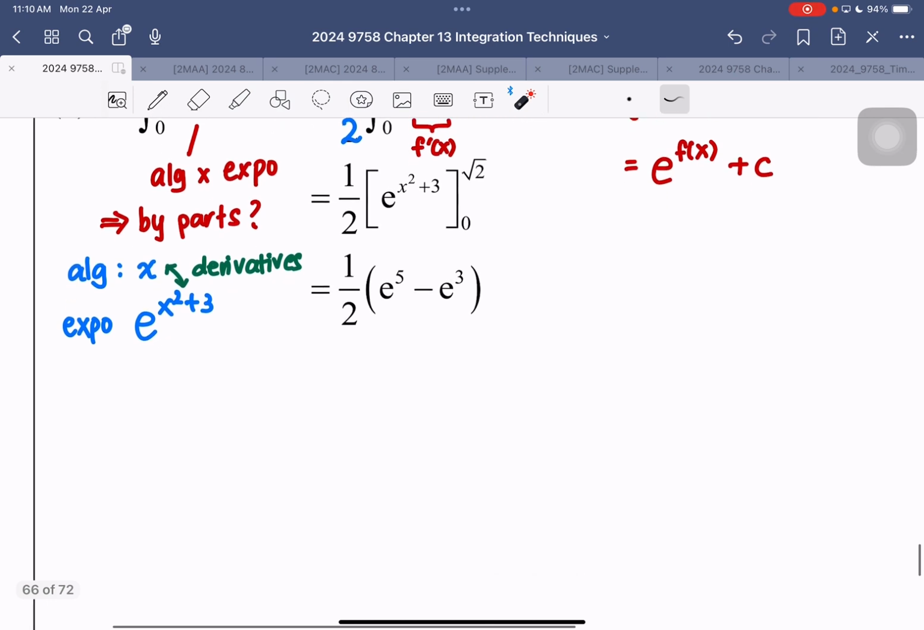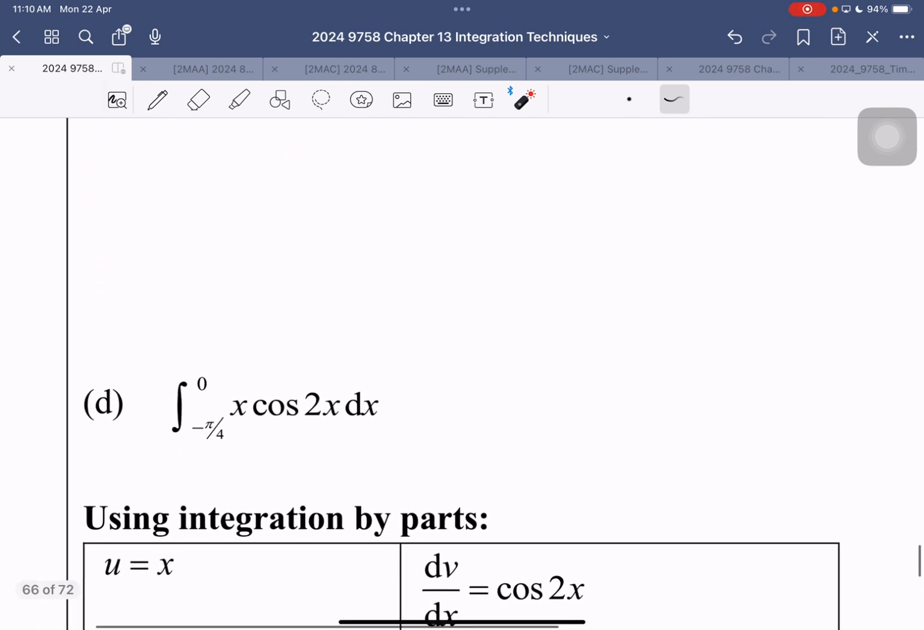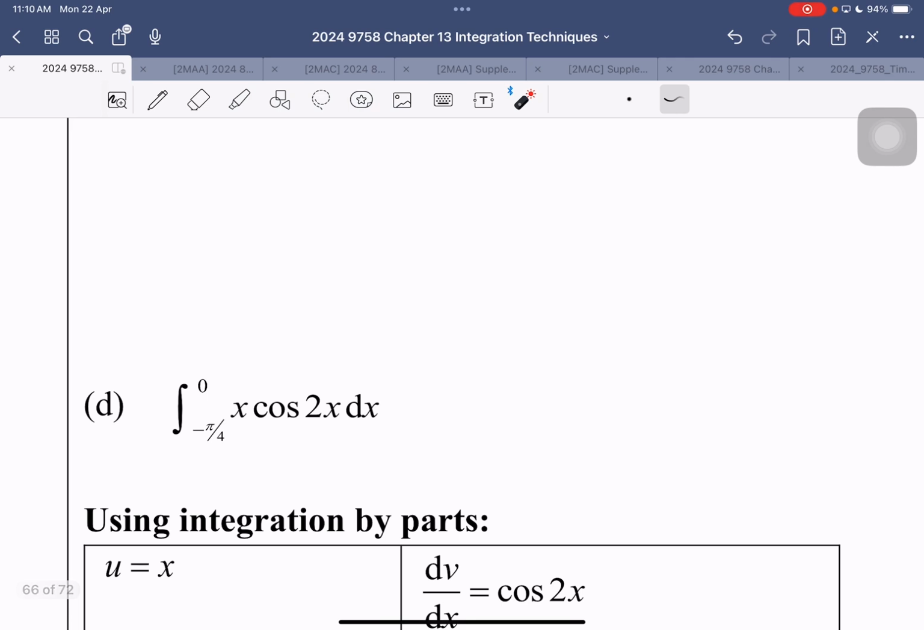So let's move on to D. Again, now we have what? We analyze the question first. It's a definite integral. There is this algebraic portion multiplied by trigo. For this, x is definitely not the derivative of 2x. X and x cannot be derivatives of each other. So your f prime cosine f kind of integration doesn't work here.